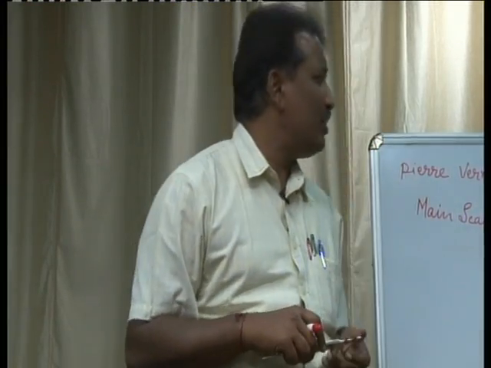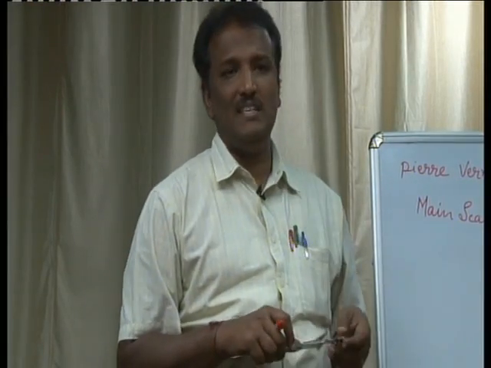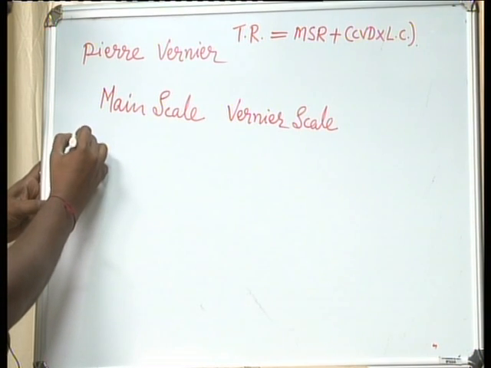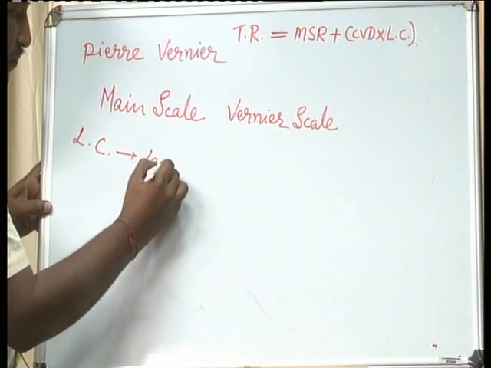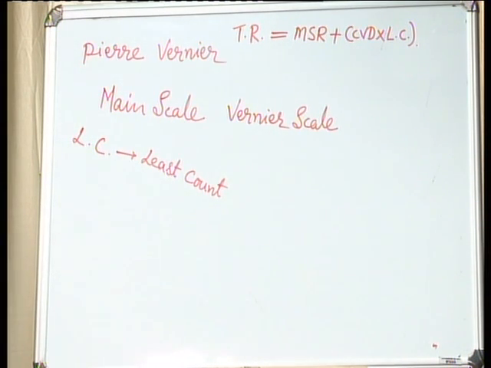Let us set aside the MSR and CVD for now. Later we will come to know how to measure the main scale and vernier scale readings. What is LC? The abbreviation LC means least count. With respect to literature, least means minimum, count means gauge. So, what does least count mean? The minimum measurement made by any measuring instrument is called the least count of that measuring instrument. Please note that whether your measuring instrument is a balance, calipers, screw gauge, spirometer, microscope, telescope, etc., every measuring instrument has its own least count.